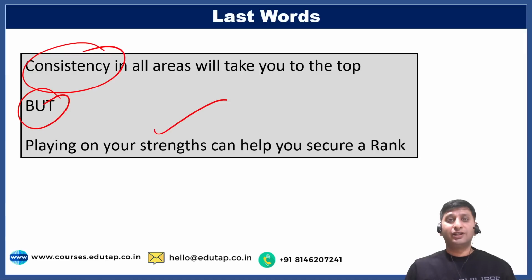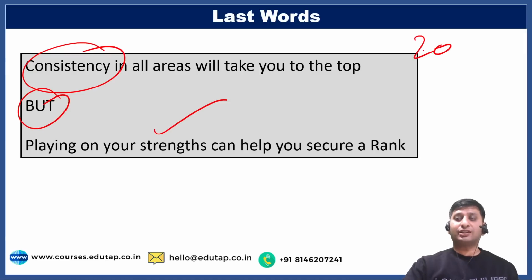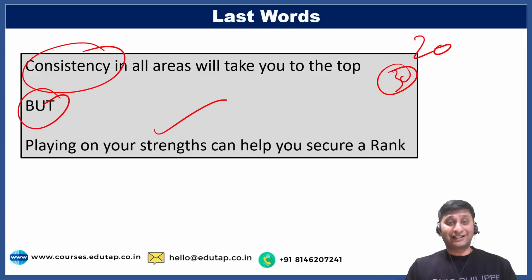कर लोगे भाई। डिस्क्रिप्टिव में 20 नंबर तो गारंटेड हैं, आ ही जाते हैं। थोड़ी सी मेहनत करो, 30 के करीब ले आओ, बट देन जो आपका 5-7 मार्क्स का यहाँ लॉस हो रहा है उसको ऑब्जेक्टिव में करो। So consistency will obviously take you to the top in say top 20, but playing on your strengths can still help you secure a rank. Always remember that. So do not be demotivated.